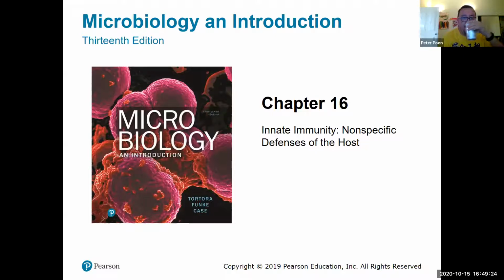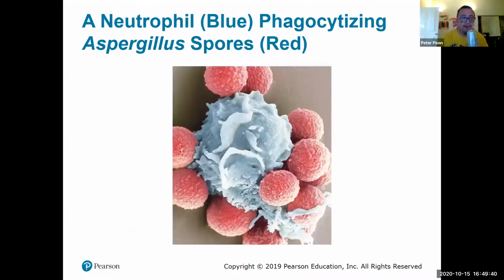Immunity is broken down into two components: the innate immunity, which is the first two barriers, and then the specific immunity, which is the third barrier, the one that's most talked about. I'm sure you've seen this. This is a white blood cell right here, phagocytosing a spore.